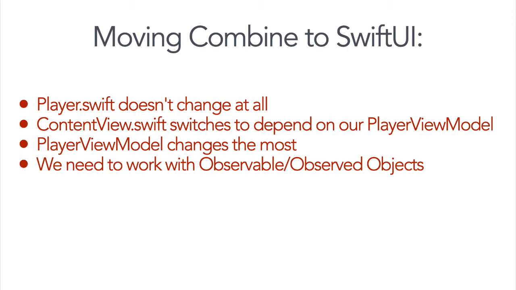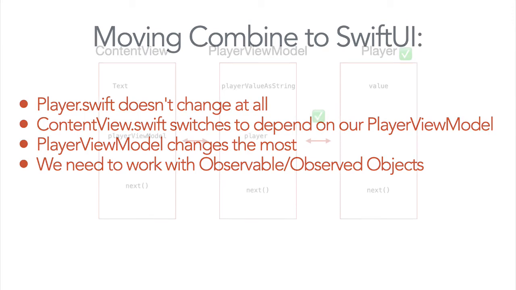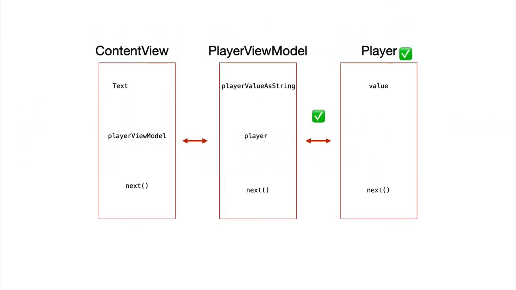It's just going to keep publishing out those ints that never fail. Content view is going to have to change to depend on our player view model. Our player view model is the one that changes the most. And also we're going to need to work with something called observable and observed objects. Player's already taken care of, and we know how to communicate from player to player view model. So let's start in content view and see what needs to go there.